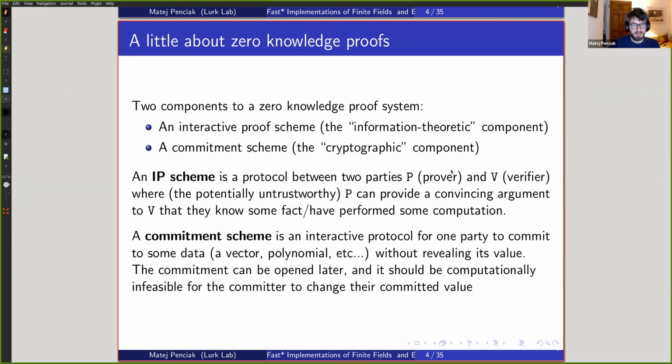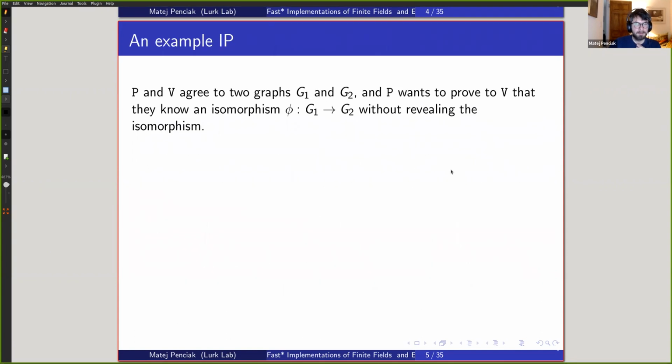I won't go into detail about this, but I'll give an example of an interactive proof scheme. Actually, I'll give it now. So we have two parties, P and V. In cryptography, usually you have an Alice and a Bob, but for these kinds of things, I think it's Peggy and Victor. So Peggy and Victor, the prover and the verifier, have two graphs, G1 and G2. And the prover wants to prove to V that they know an isomorphism of G1 to G2 without revealing the isomorphism.